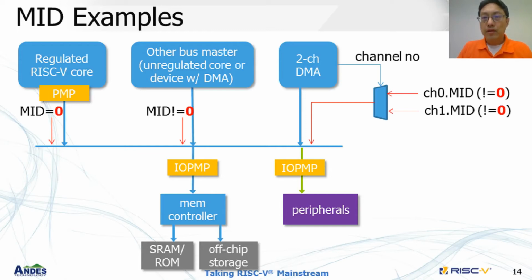In the middle, there is an untrusted bus master. It should be marked with a non-zero MID. The two-channel DMA on the right should use a different MID for each of the two channels, so the channel number in use should be passed out. In the bottom half, there are two types of slave device, memory-like devices and MMIO peripherals. We put an IOPMP for each.